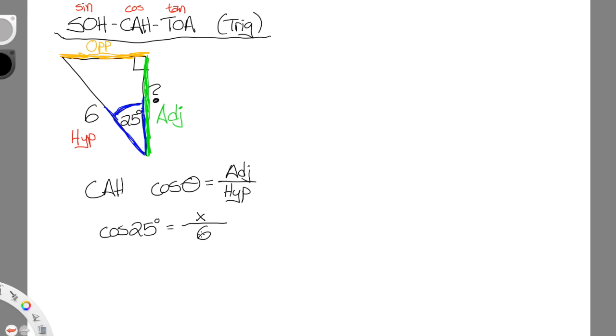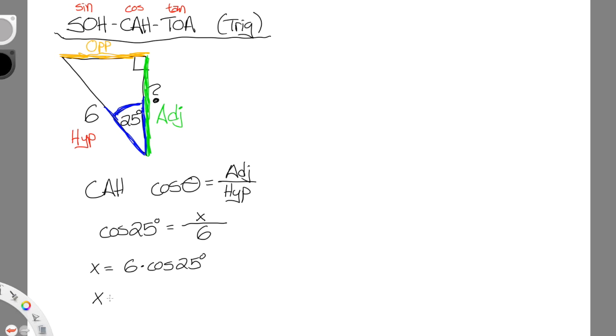Now all we need to do is solve for x. So this one's pretty straightforward. X is going to be 6 times the cosine of 25 degrees. So I just multiplied both sides by 6. Note that I flipped the left and right sides of this equation. You are allowed to do that, so that's completely okay.